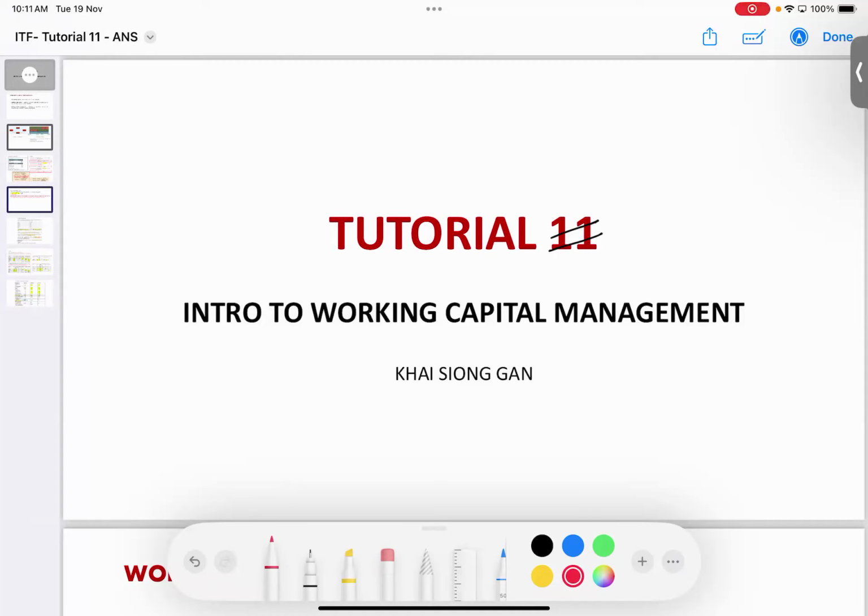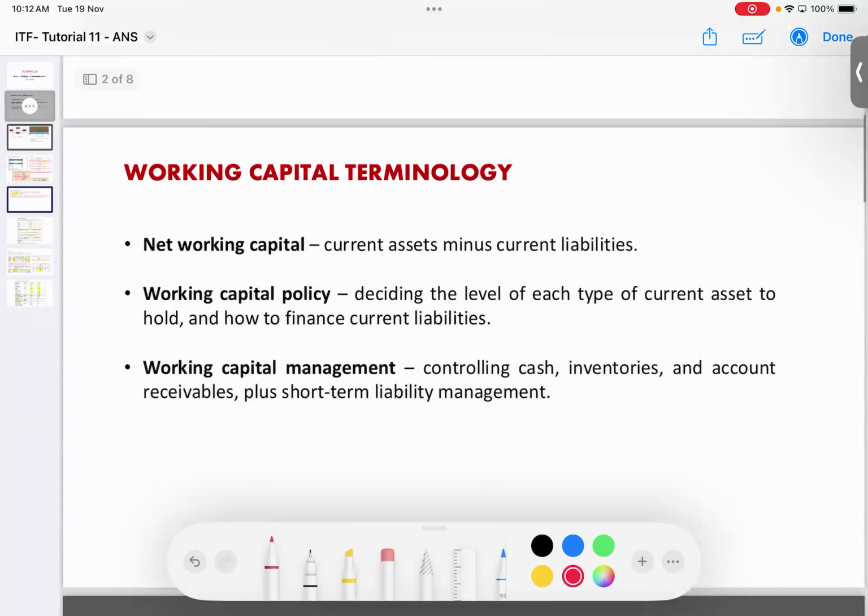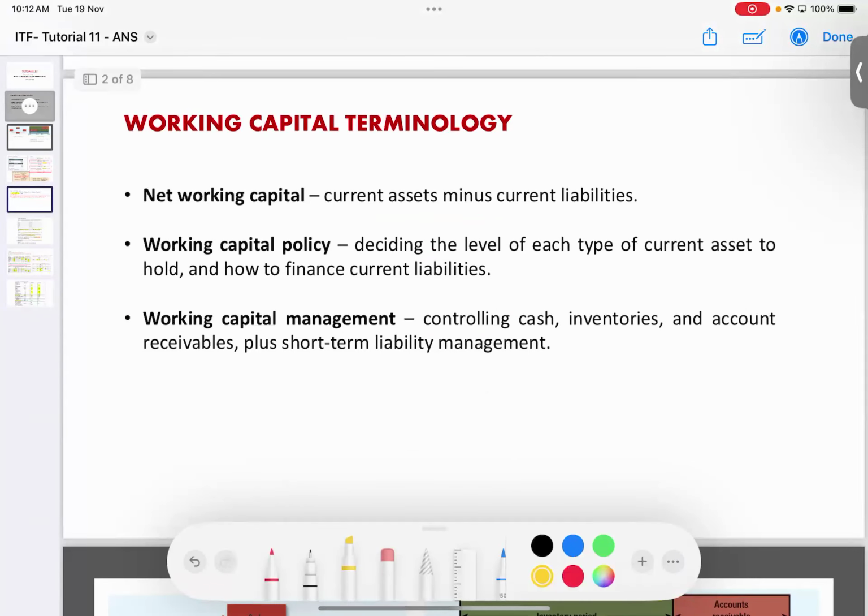Now, for this chapter, we talk about working capital management. You learned about this in the earlier chapters, in which we learned that net working capital is equal to current assets minus current liabilities, because that refers to the liquid assets that we use to pay for the day-to-day expenses. So first of all, let's understand some terms.